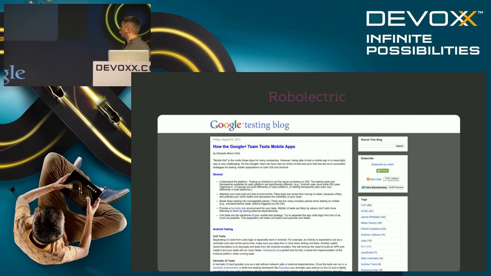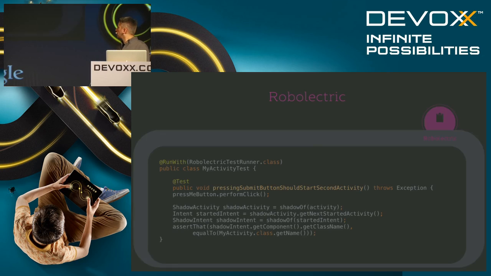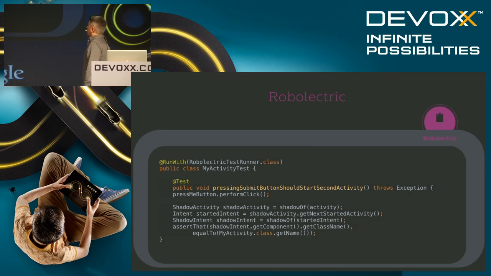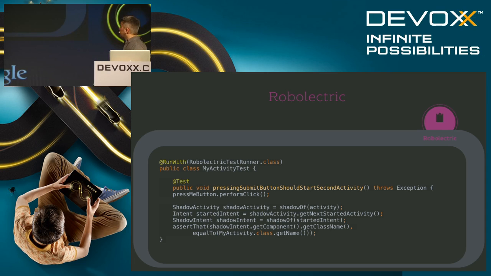And this is one too fast. I just wanted to show one more sample. So let's write another test. Let's write another Roboelectric-based test.